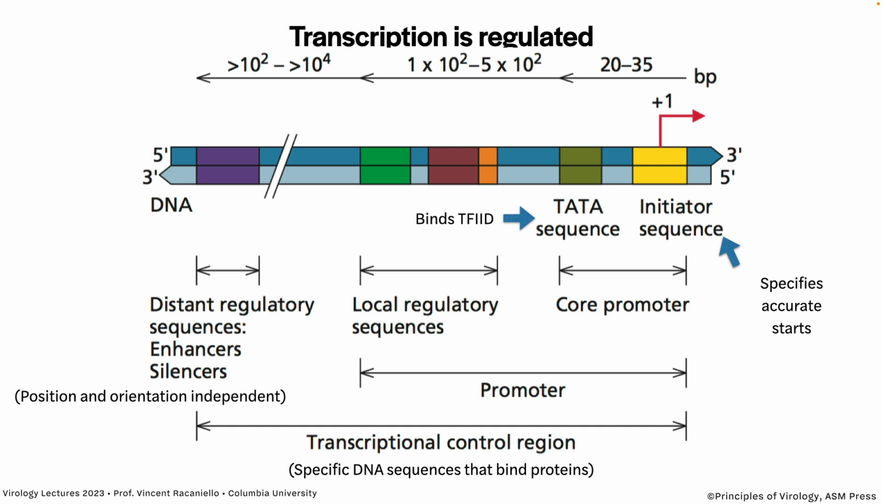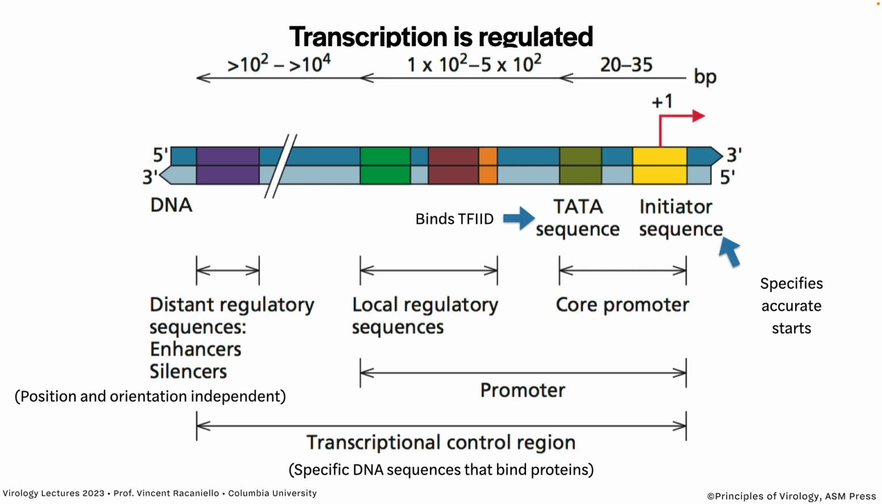they would regulate transcription because you don't need to make the full amount of mRNA all the time in every cell. It needs to be regulated. And so these sequences do that. So those are local regulatory sequences, and those constitute the promoter. The regulatory sequence is the TATA box, the initiator. That's the promoter.